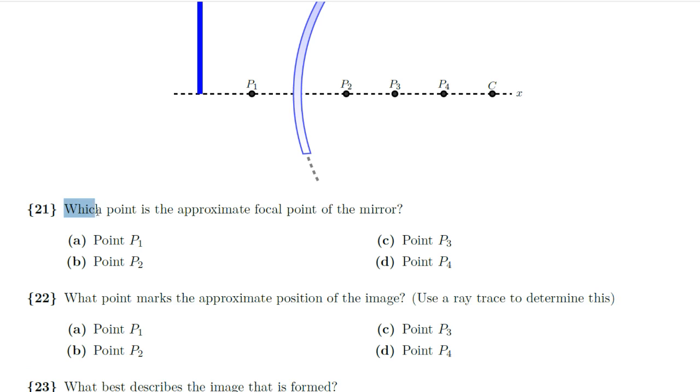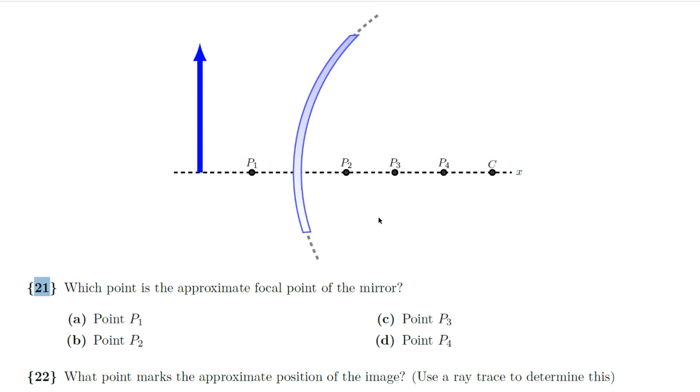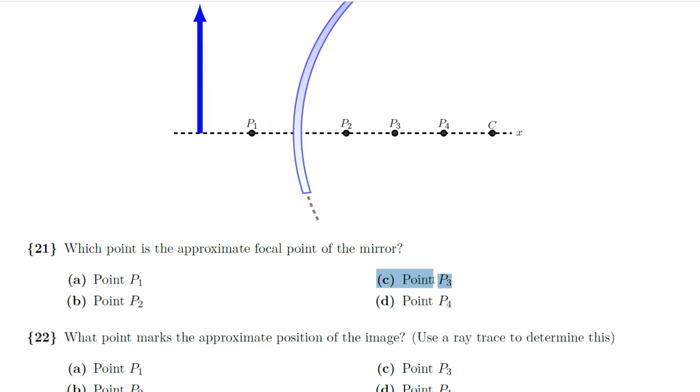So which point is the approximate focal point of the mirror? That one's an easy one. The focal point of a spherical mirror is approximately half of its radius of curvature. In other words, the distance between the mirror and point C, cut that in half, and you get to point P3. That is the focal point of that mirror. So point P3.